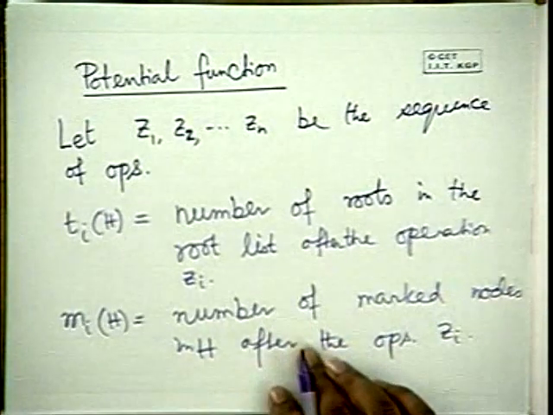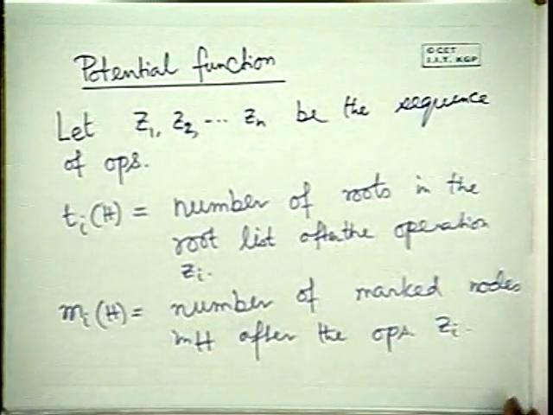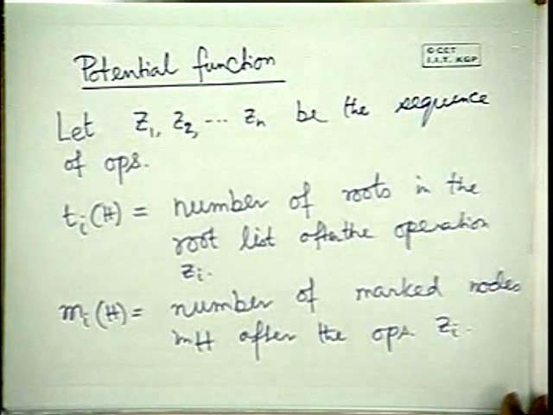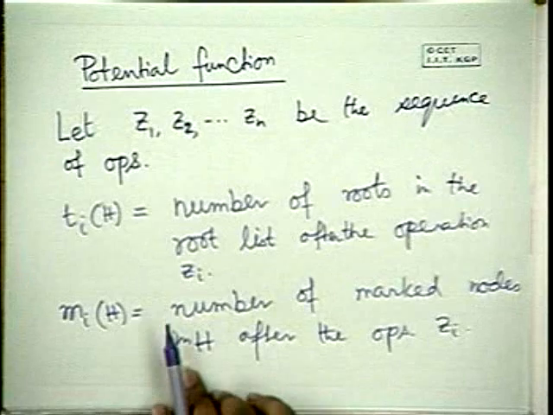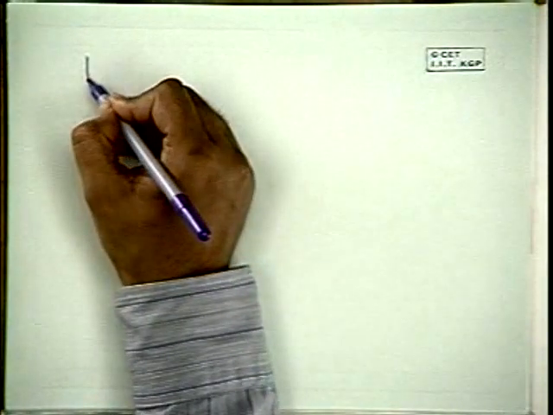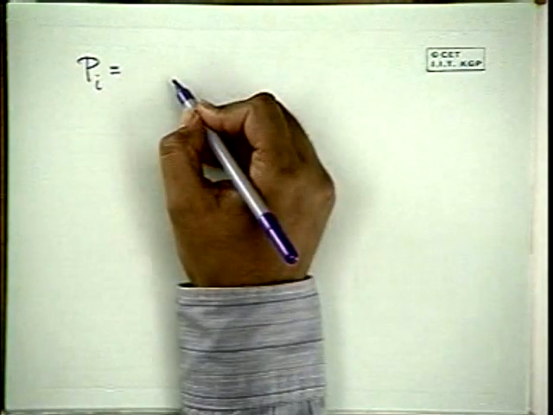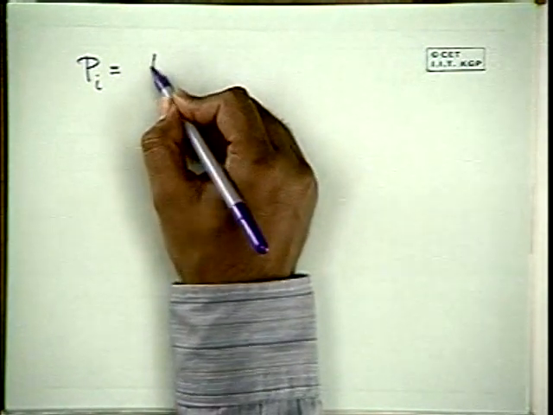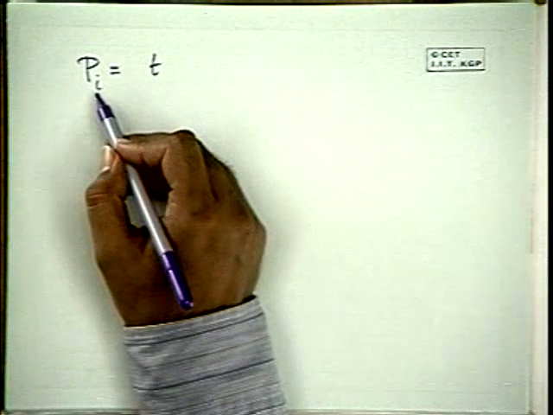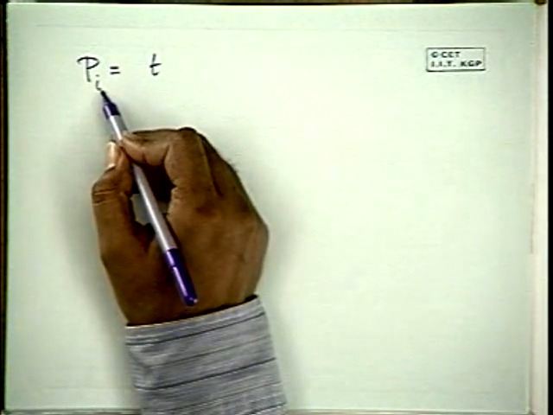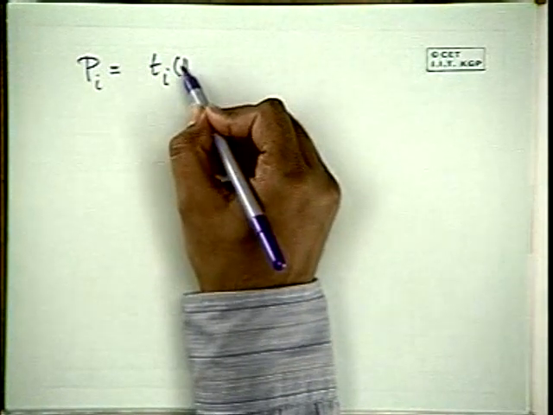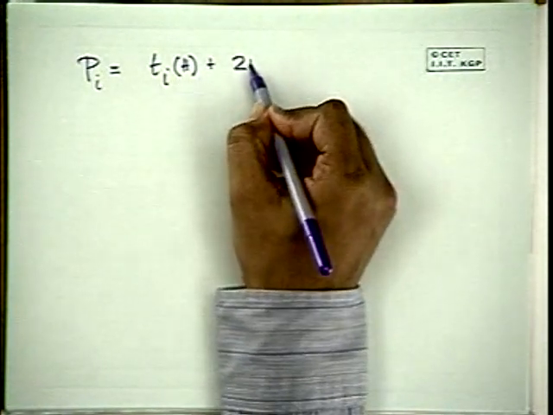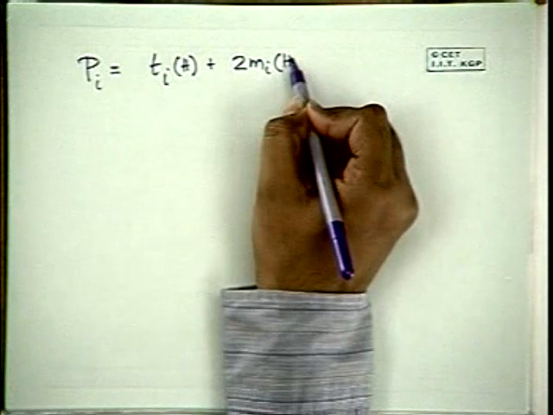Now I am going to define the potential function. The potential function will be using this Ti of H and Mi of H. So here is the potential function definition. Phi i, I am just saying Pi now, Pi is equal to Ti of H plus 2 Mi of H.